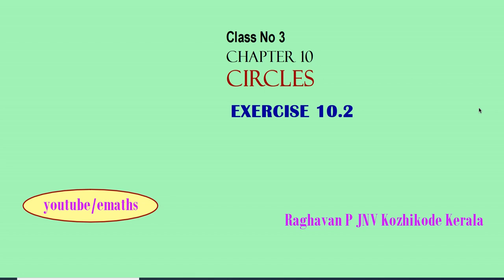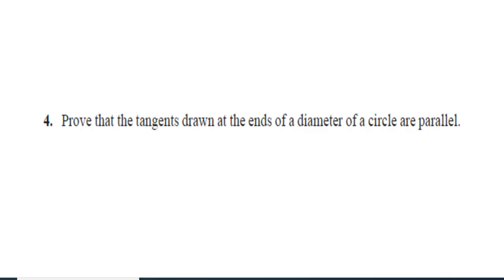Today I am going to discuss exercise 10.2. So far we discussed 3 questions from that exercise in the last class. Now let us go for the question 4. The question number 4 is: prove that the tangents drawn at the end of a diameter of a circle are parallel.